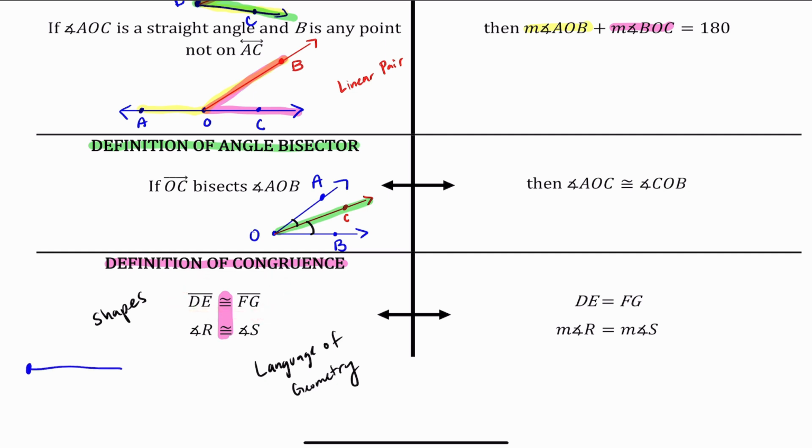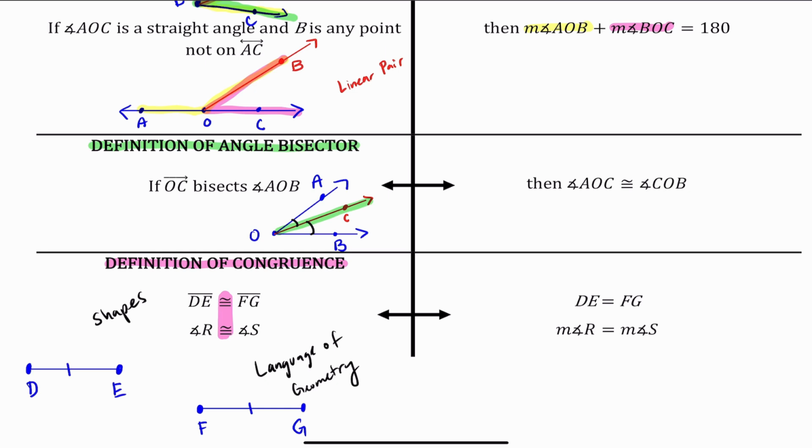So line segment DE and here's line segment FG. These two segments are congruent to each other, and how do I indicate congruency? I'm going to use tick marks. So one tick mark here and one tick mark there. So these two segments here are congruent to each other, and we're just involving shapes, no numbers.